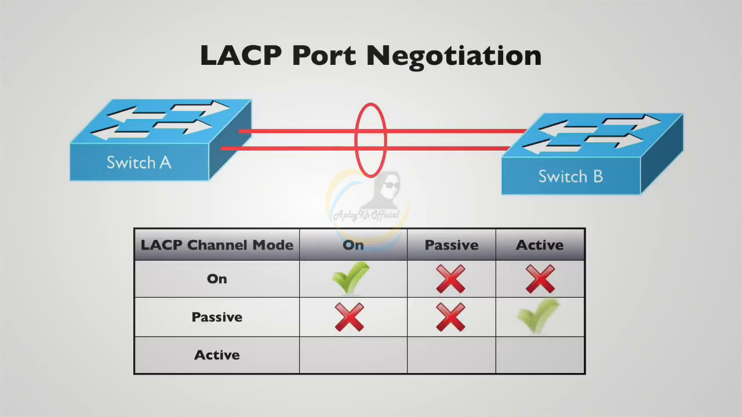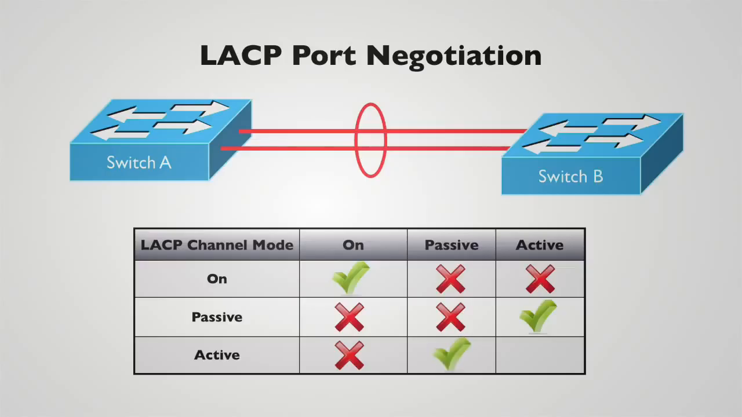If one side is active and the other side is passive, then yes, a channel will be formed because the active side is actively sending LACP frames. The passive side will respond to those, and a channel will be negotiated. We've already said that a combination of active and on will not work. A combination of active and passive will work.